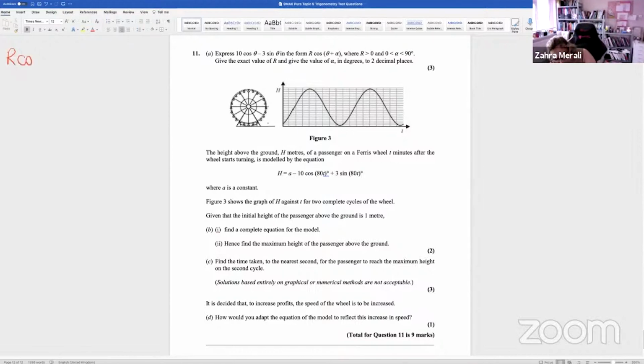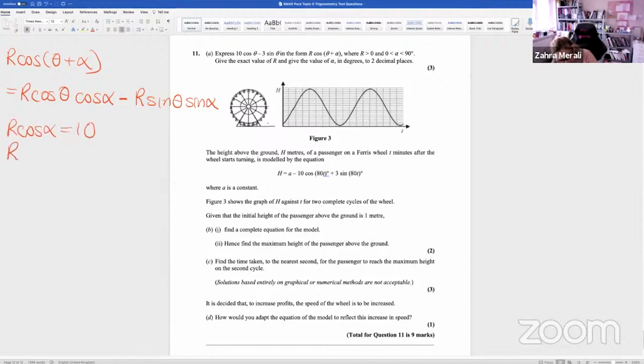So r cos(theta plus alpha), I open it out using the formula. I get r cos theta cos alpha, plus means minus, so minus r sin theta sin alpha. I match my coefficients, so I get r cos alpha equals 10 and r sin alpha equals 3.